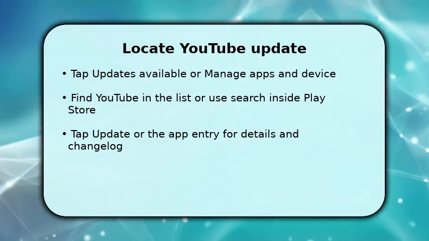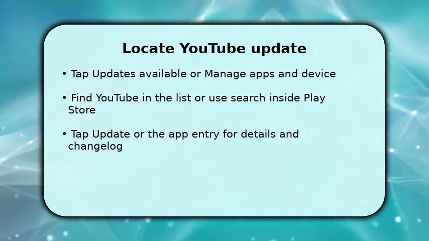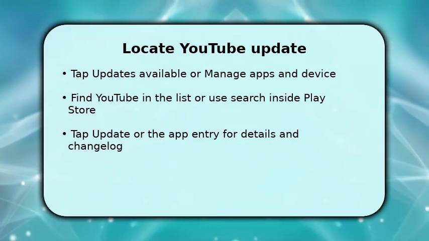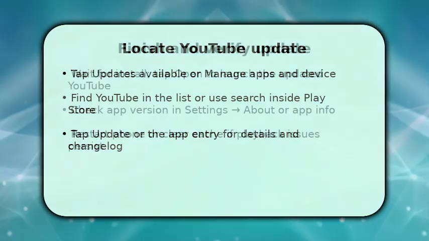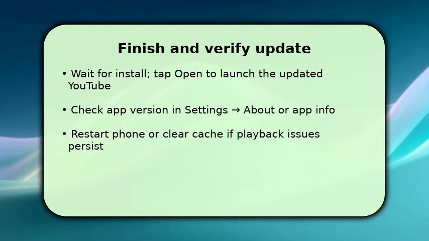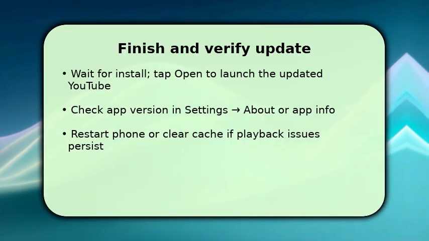Tap Update to begin. While it downloads, permissions or background restrictions may appear. Address those prompts, because they let the updated player run media and notifications properly. After tapping Update, wait for installation and then tap Open to launch the updated YouTube player. You do this to confirm the new features or fixes are active.